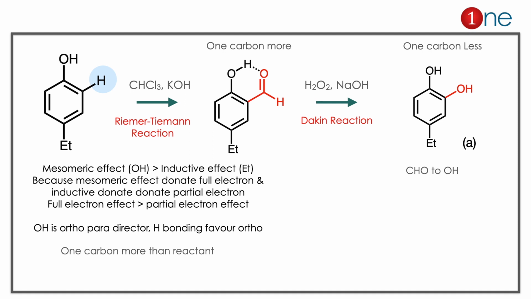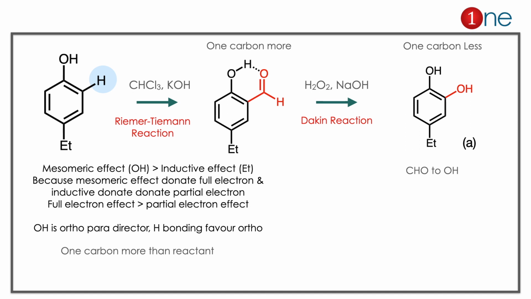Moreover, OH is an electron donating group. It's an ortho para director. So the ortho position is favored obviously. The next step you are using the Dakin reaction. The Dakin reaction, the interesting one, converts an aldehyde into an alcohol with 1 carbon less. That's why you are getting the importance here. First step you are adding the carbon. Second step you are losing the carbon. So the answer is clearly A.